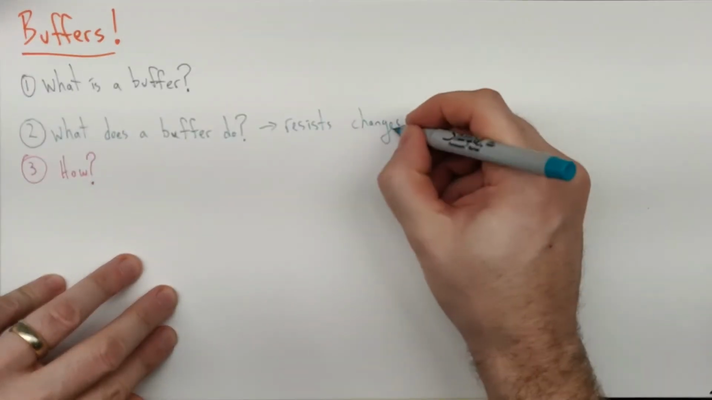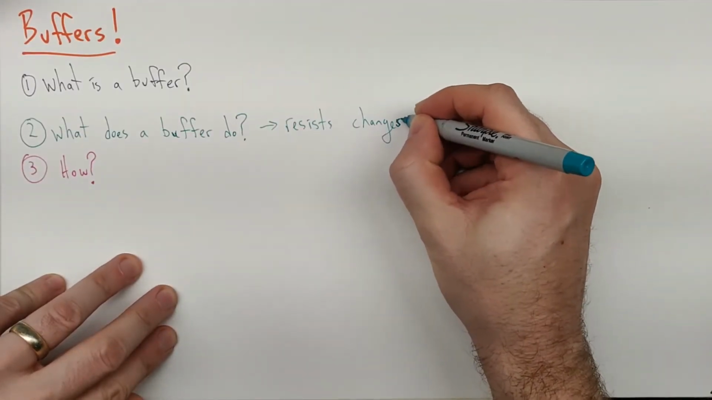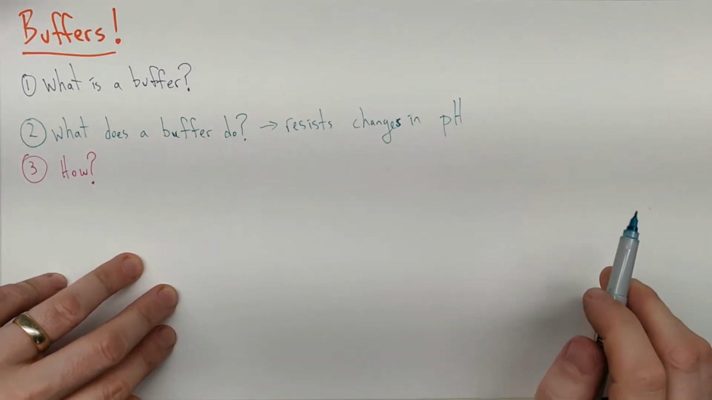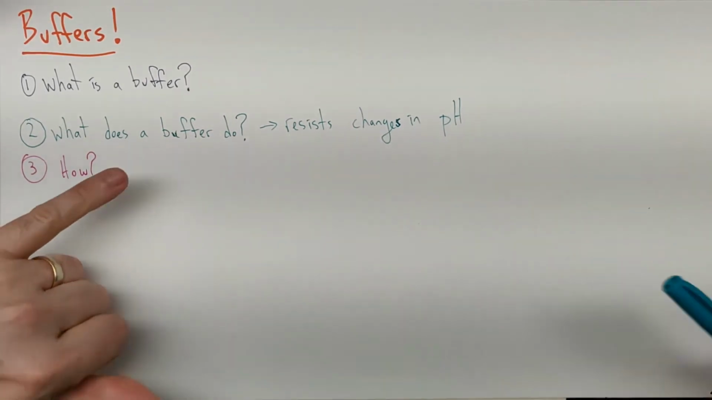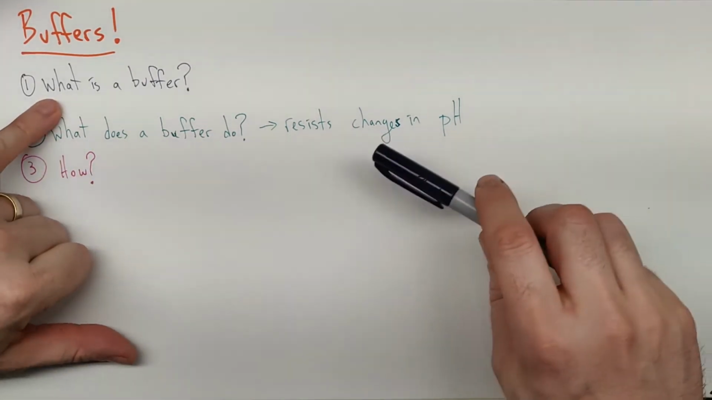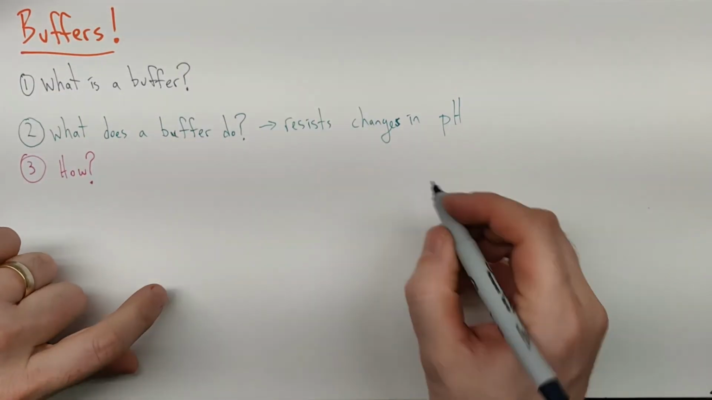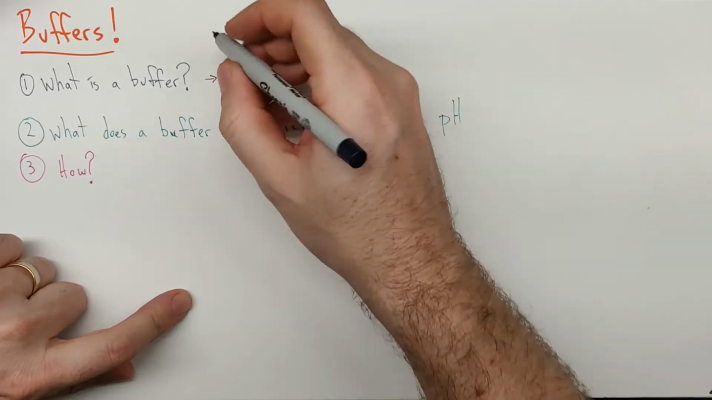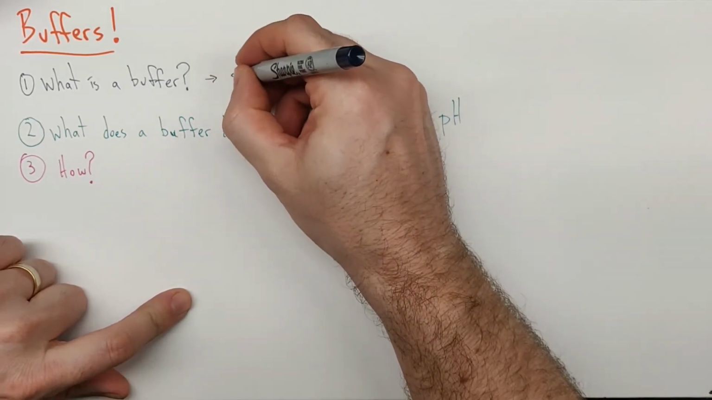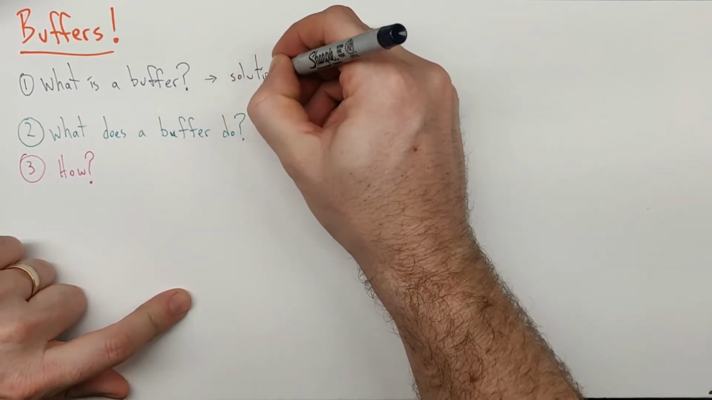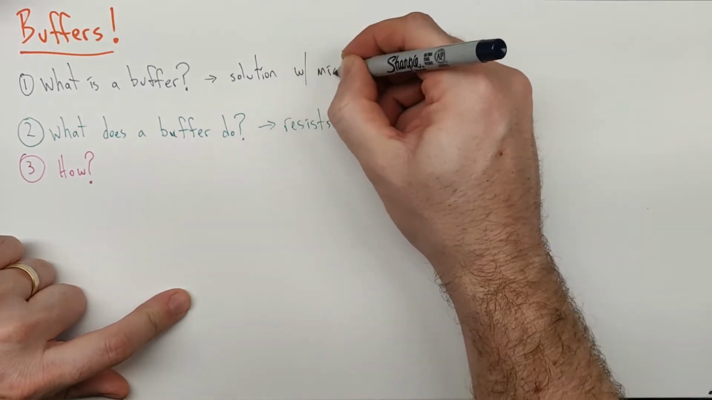And in the big picture, that's important for things like food preservatives or swimming pools or all kinds of other things. So that begs the question, what is a buffer? If it's not something that resists changes in pH, which it is, what is it really? And the reality is it's a solution with some mixture of a weak acid or base and its conjugate.